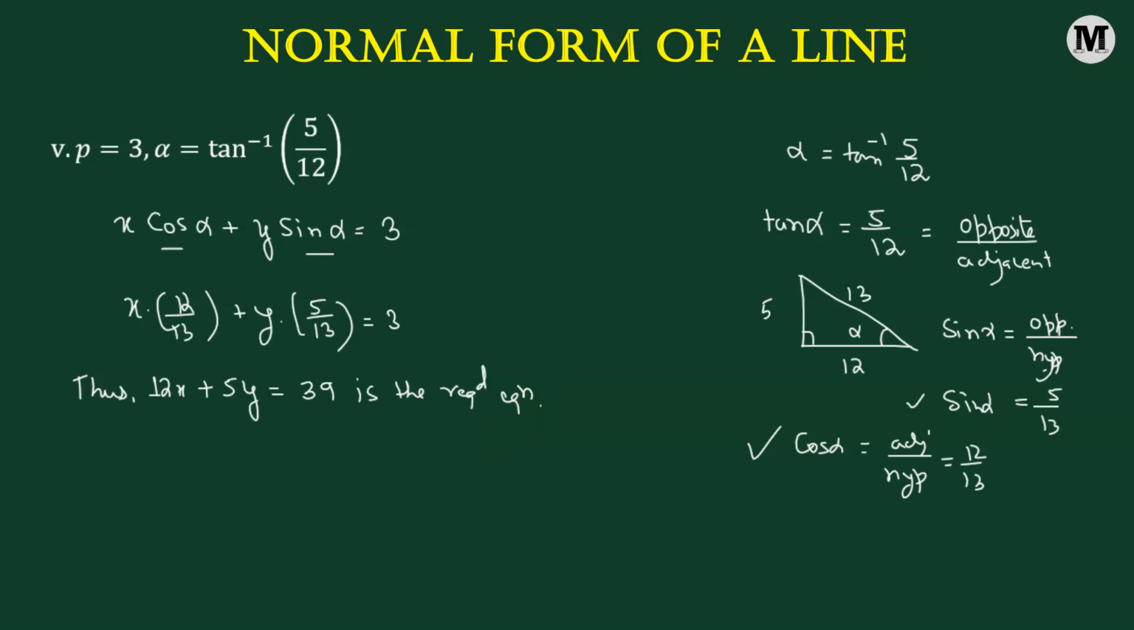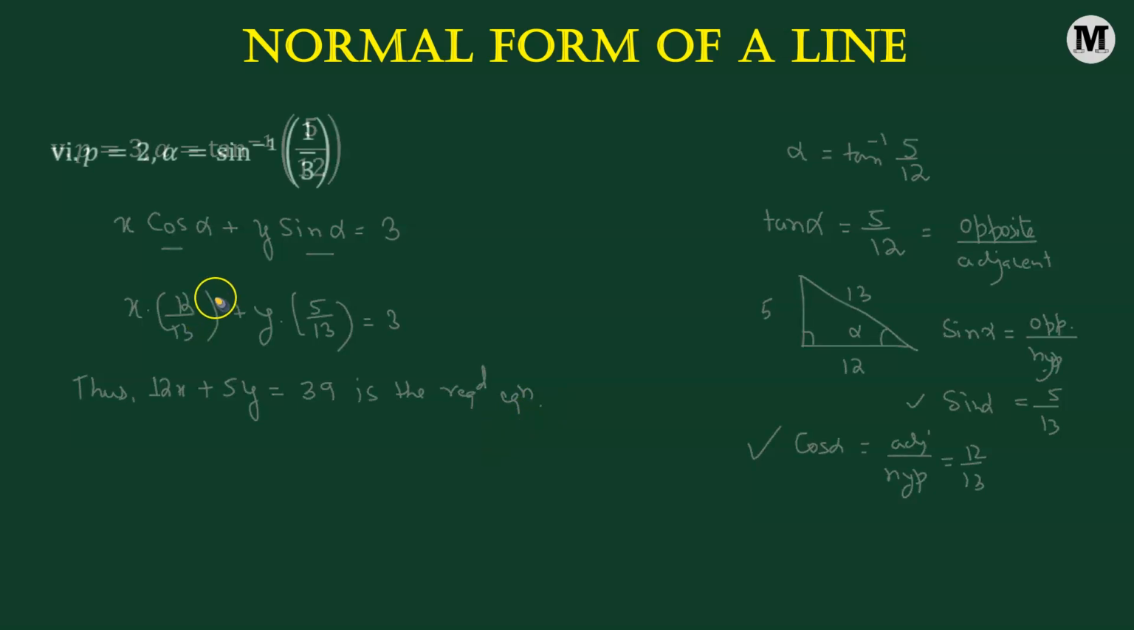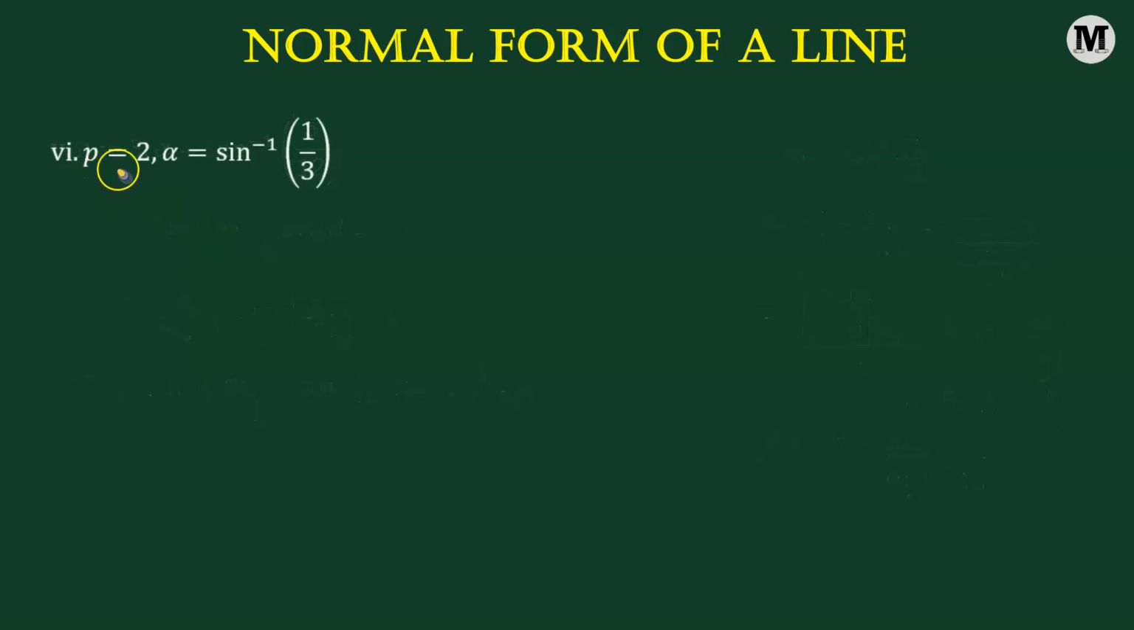Now let's move on to the final problem. Here we have the perpendicular distance equal to 2 units. Alpha is given as sine inverse of 1 over 3. We need to find x cosine of alpha plus y sine of alpha equals p, and that's going to be the equation of the straight line. Let's start with the given alpha value. Alpha is given as sine inverse of 1 over 3.